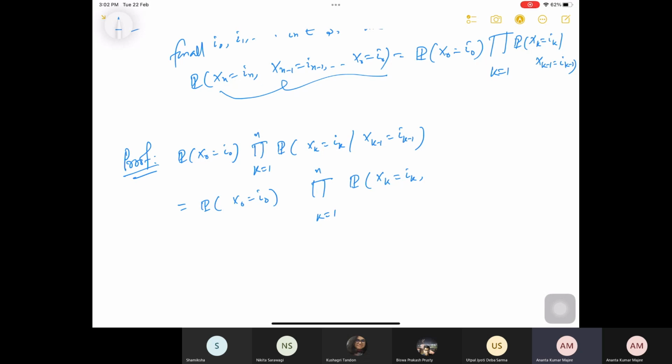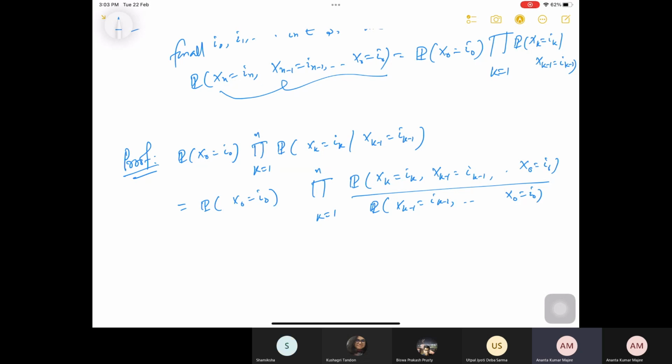This is the same as what I can write as the following: probability of Xk equal to ik, Xk−1 equal to ik−1, X0 equal to i0, divided by probability of Xk−1 equal to ik−1, X0 equal to i0. Is it not? Because it satisfies your Markov property. So probability of Xn+1 given Xn, and then conditional on these things, you have this part.